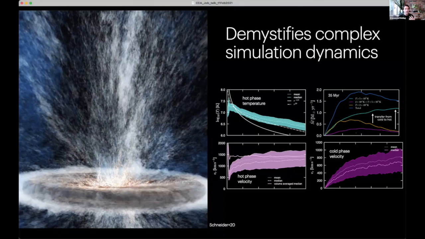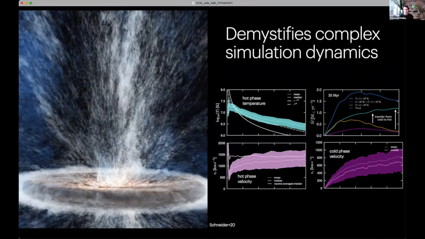And they did this, and they analyzed it, and they got some properties of the winds that they didn't know how to understand. And I myself have, this was a huge motivation for diving into this. In particular, the temperature was different than they expected, the velocity was lower than they expected, and the cold phase velocity gradually accelerated, while there was a net transfer of material from the cold phase to the hot phase. All of these properties exactly fall out of my model.